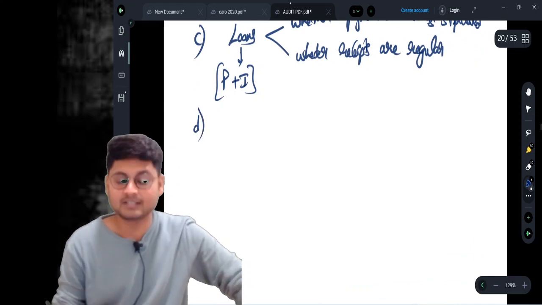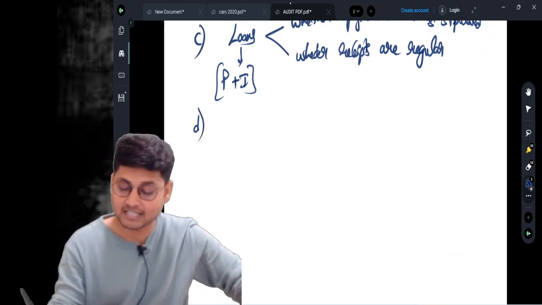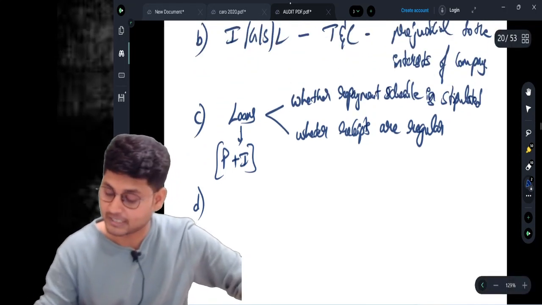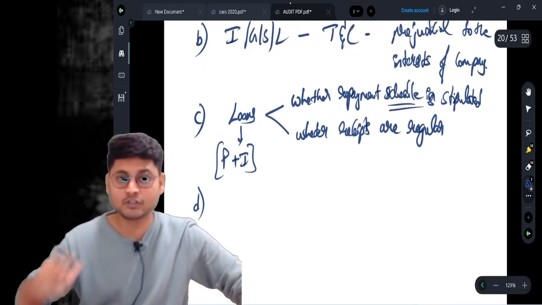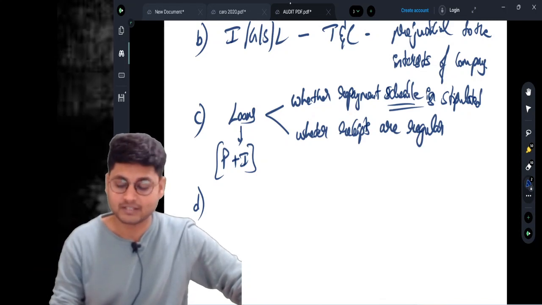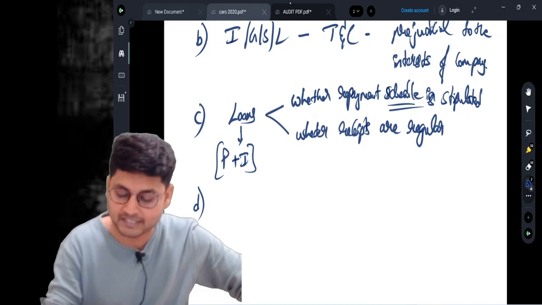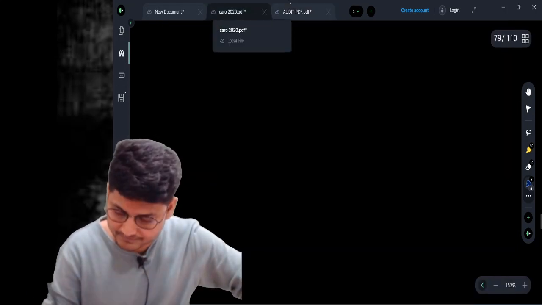Come to point number D, subclause number D. Here they are talking about overdues. Here we need to see the repayment schedule. As per the repayment schedule, you will come to know the due date. If the borrower is not paying to the company on time, then come to clause number D, subclause number D.